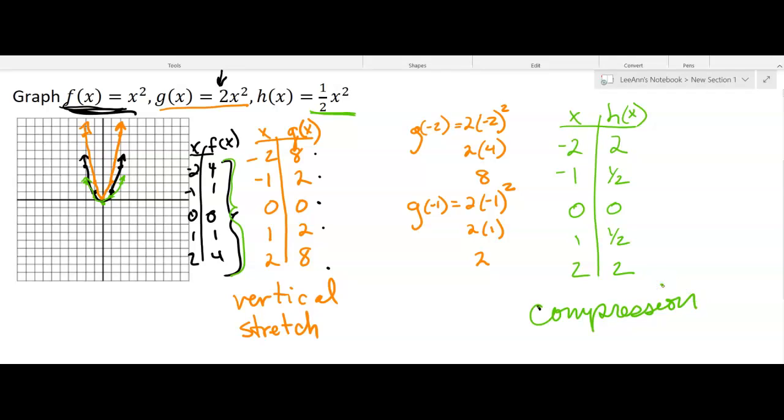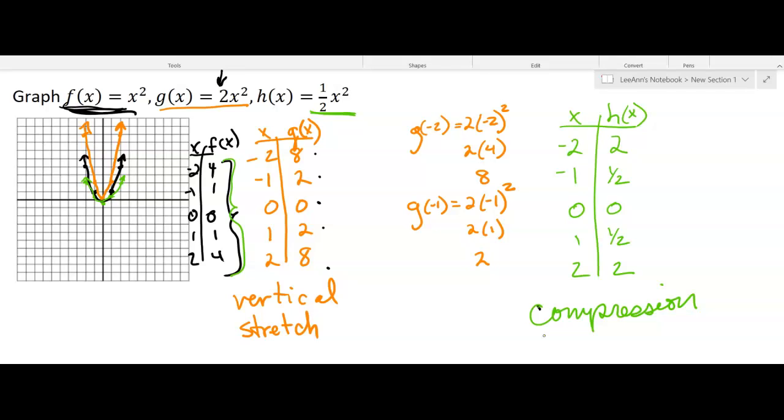Other books call it, oh, I forget what word they use, but we can use the word compression. So it's like squashed. Okay? So it's not stretching. What's the opposite of stretching? Flattening it out, I guess. Okay? So that's what happens.